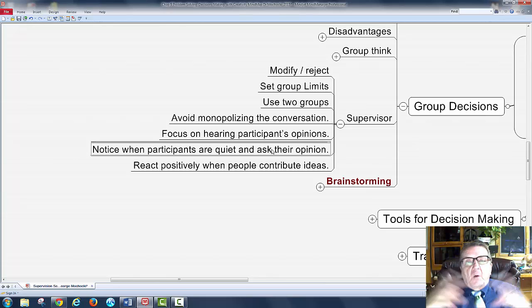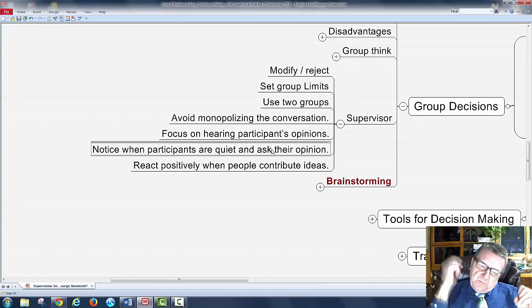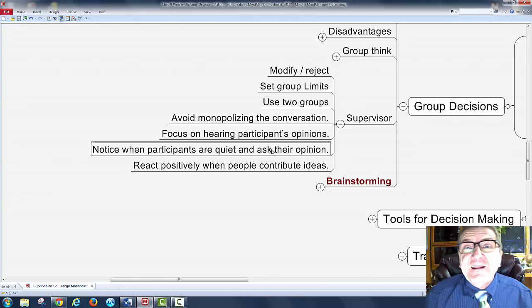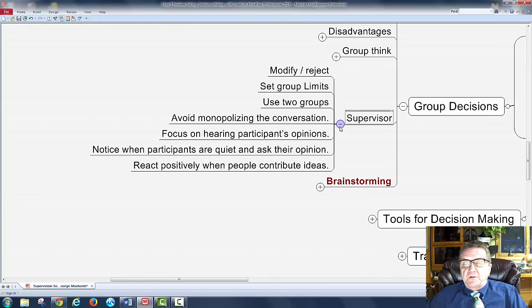I never thought about that. When I'm in group thinking, I just pop things out like that. Boom, boom. It's just the first thing that comes to my mind. Boom, brainstorming. It may not be the right thing, but it gets people talking. Okay, react positively when people contribute their ideas.